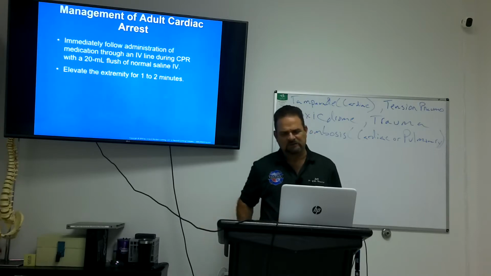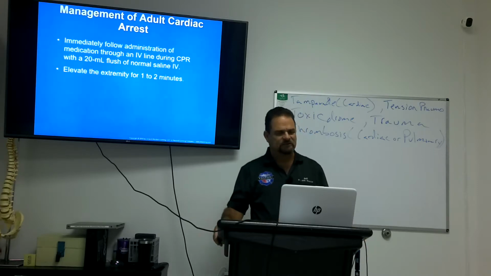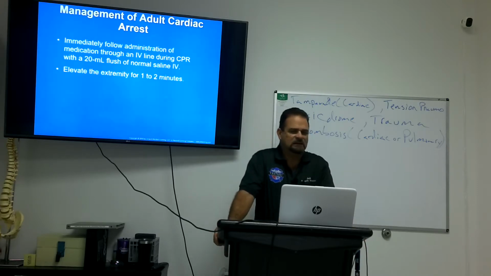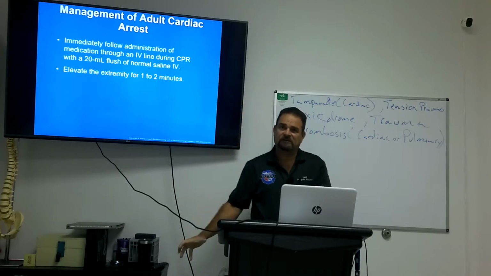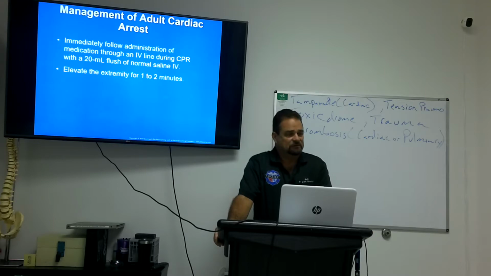Whenever you give a medication through a peripheral IV line during CPR, follow it immediately with a 20 cc flush. Then elevate the extremity for 1 to 2 minutes to facilitate the delivery of the medication. So you're going to push in your flush, elevate the extremity, make sure that it's running into the body and do CPR for 2 minutes. That CPR is what circulates that medication to all the cells where it's necessary.